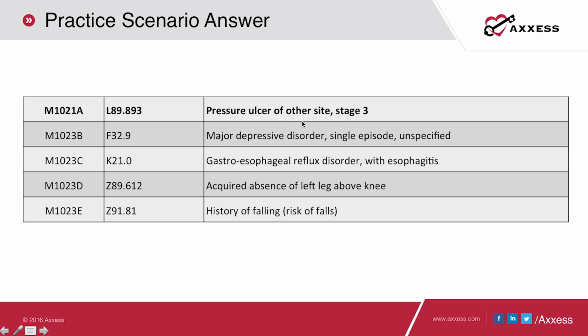Next, we have F32.9, major depressive disorder, single episode unspecified, followed by K21.0, gastroesophageal reflux disorder with esophagitis. Then we have Z89.612 for acquired absence of left leg above the knee. And then we have Z91.81, history of falling.